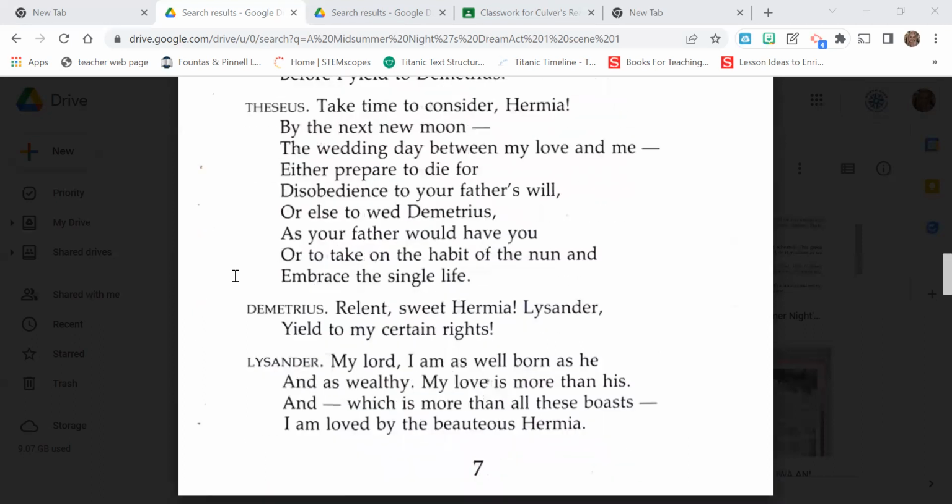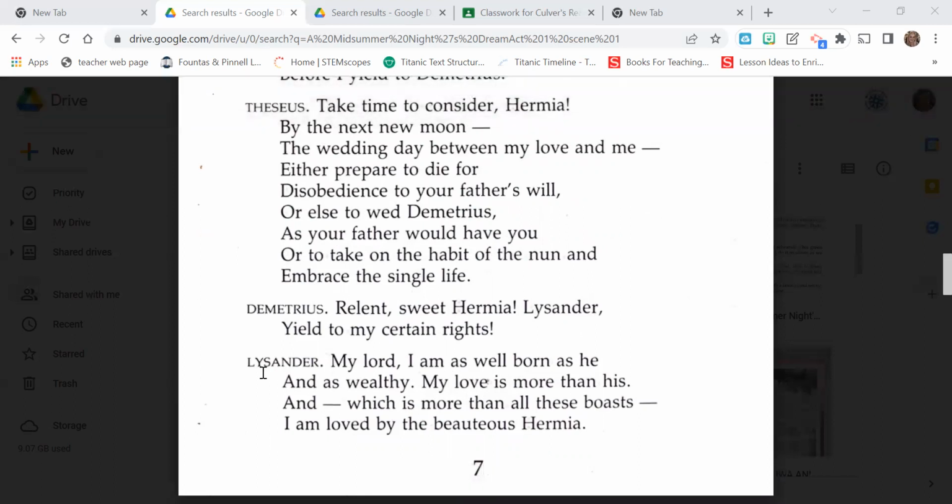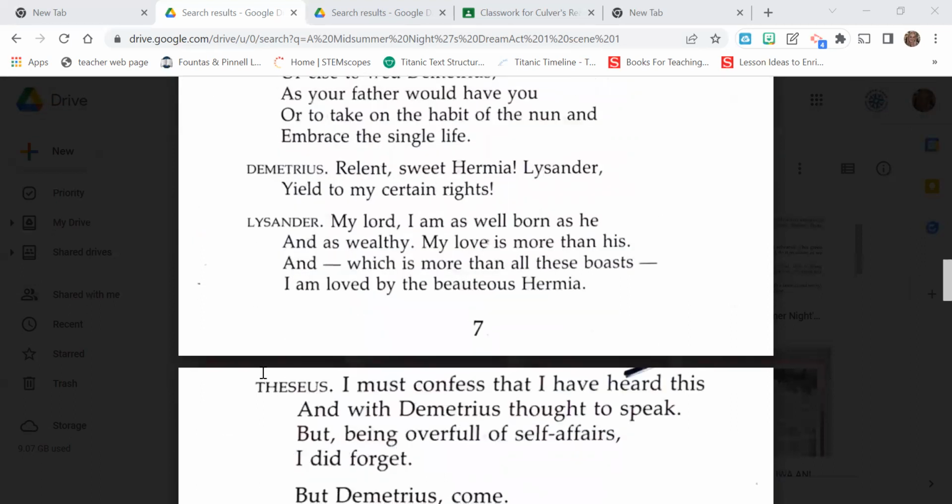And then Demetrius says, relent, sweet Hermia, Lysander, yield to my certain rights. And Demetrius is basically saying, oh, sweet Hermia, change your mind. And Demetrius is saying, Lysander, give her up, she's mine. And Lysander says, my lord, I am as well born as he, and as wealthy. My love is more than his, and which is more than all of these boasts, I love the beauteous Hermia.